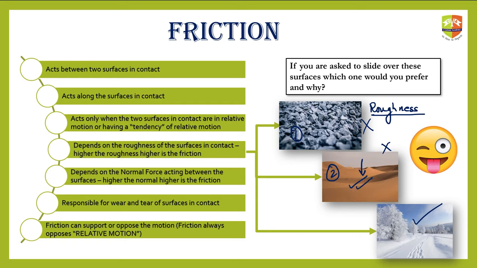Why? Because the roughness here will be considerably lesser than that of a gravel-filled road, isn't it? And this, my friend, will be the highest, or if I have to coin a term called smoothness coefficient, then this will be the most smooth surface, and you'll pick this up if at all you have to slide on these, right? So what do we infer from this? We understand that higher the surface roughness, higher will be the friction.